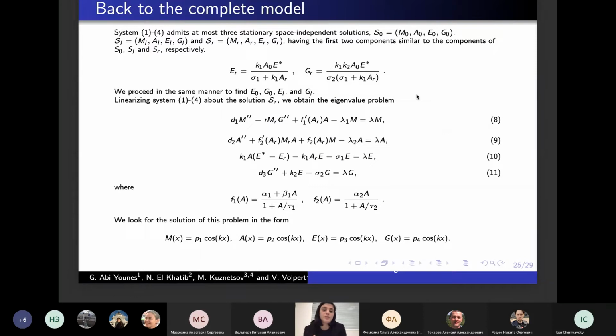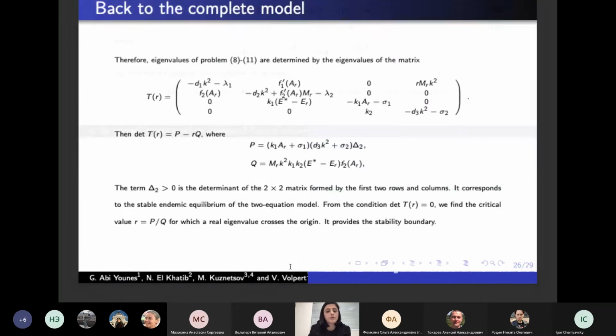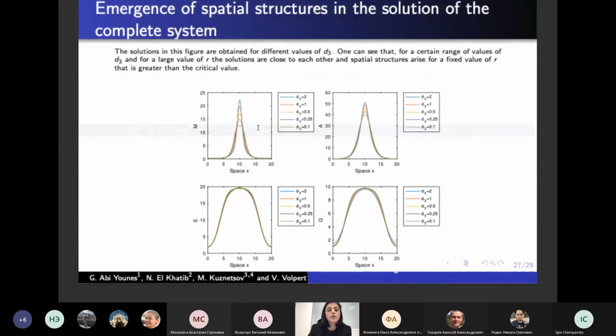Now, if we go back to the complete model, we can do a similar study. So we can find the stationary solutions. We can do the linearization about the point SR. We can also determine the eigenvalue problem and find a critical value for R0, similar to the reduced model.